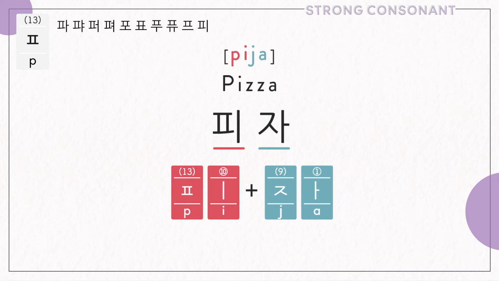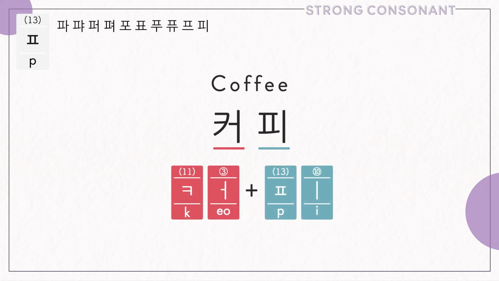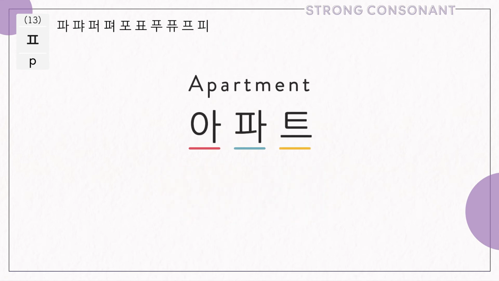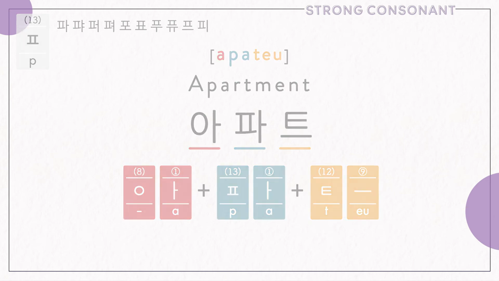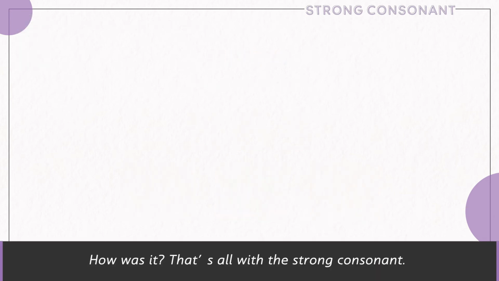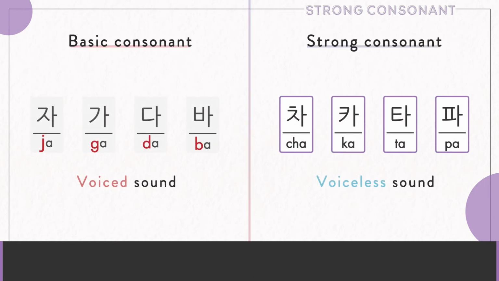And another one is coffee, copy, ko plus p, copy. Apartment, apart, is a plus pa plus t, apart. How was it? That's all with the strong consonant. To recap, the basic consonant is a voiced sound, while the strong consonant is a voiceless sound.